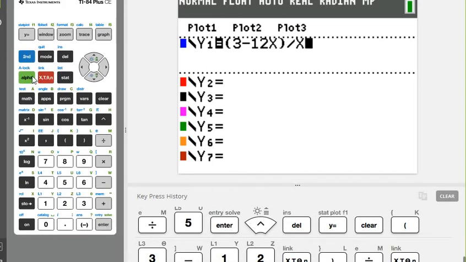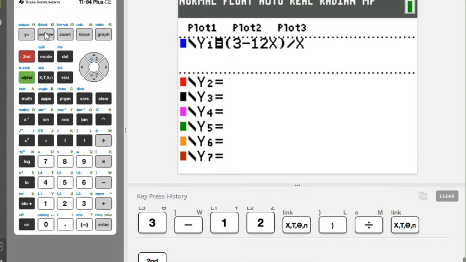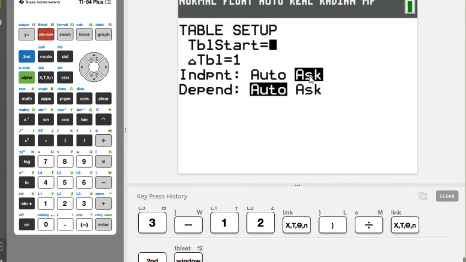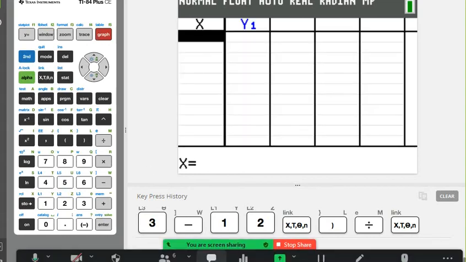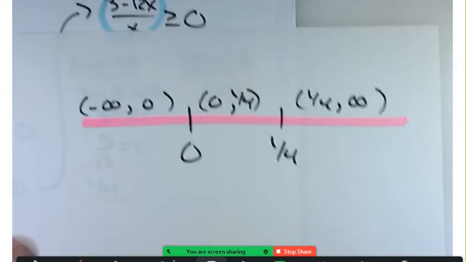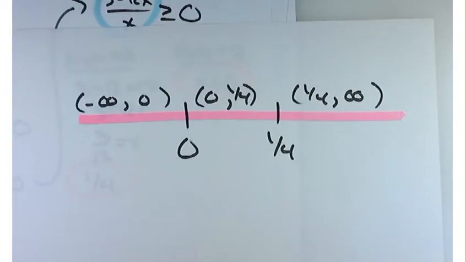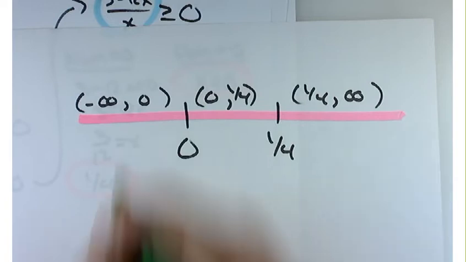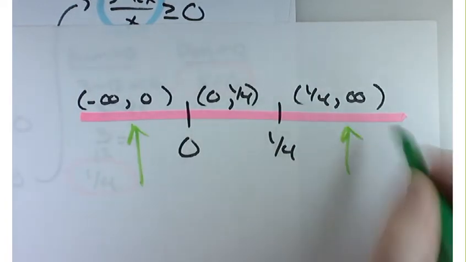Now, just as a reminder, before I go to our tables, you can take a look at your table setup by hitting the second key and the window key. You want independent set to ask, dependent set to auto. That means when you put in the x of your choice, it gives you the y value automatically. So let's do that. Go over here to table. And now it's telling me that, oh, well, wait, you need to figure out some test points. So, okay, Ashley, maybe you can help me out. What are some test points that I can use in these intervals?